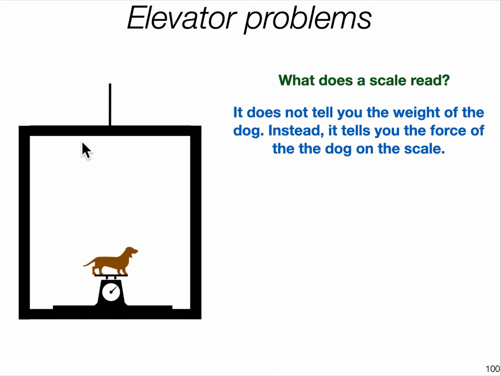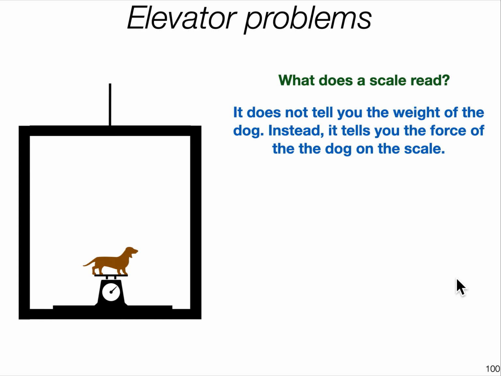Okay, we have an elevator here. On the floor of the elevator, we have a scale, and on that scale, we have a dog. All right, so what does the scale read? Just in general, a scale does not tell you your weight. A scale tells you the force of the dog on the scale, or the force of the scale on the dog, by Newton's third law, which could be different than your weight if you're accelerating.